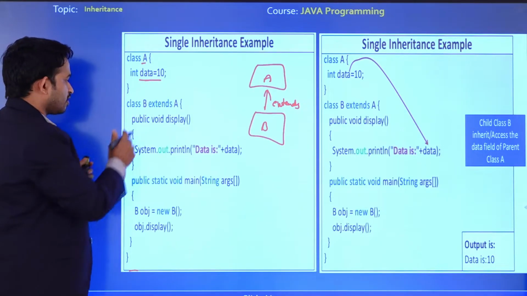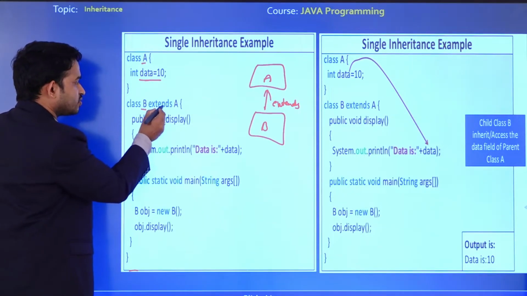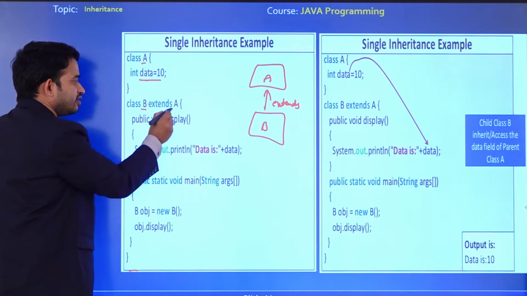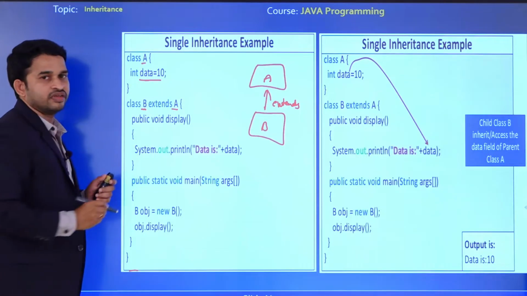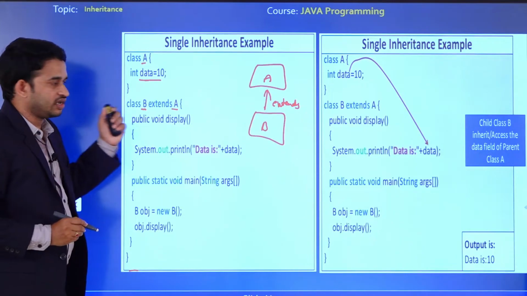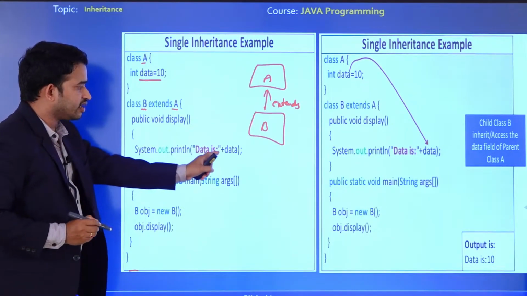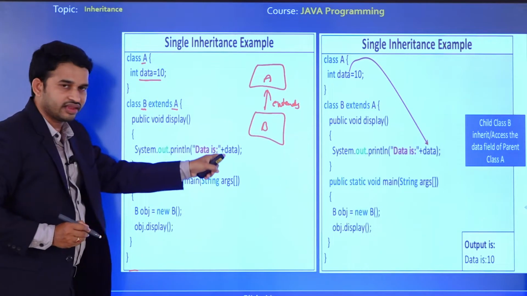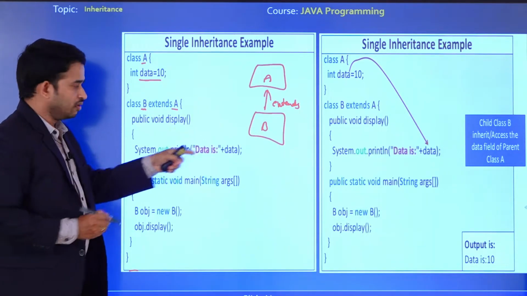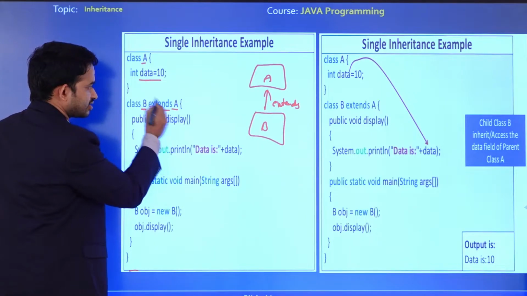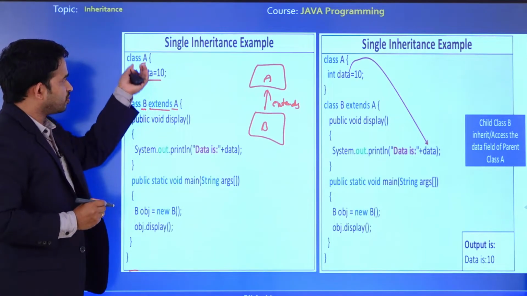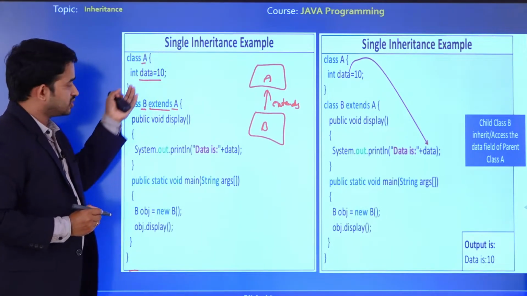What is the next one? Class B extends superclass. What is the superclass here? A is the superclass. Now B is the subclass, also called the child class. Here, public void display, System.out.println data. What is the data here? 10. How are we getting this 10? By using the inheritance concept, that is, the extends keyword. So we are acquiring the properties from the parent class to the child class.